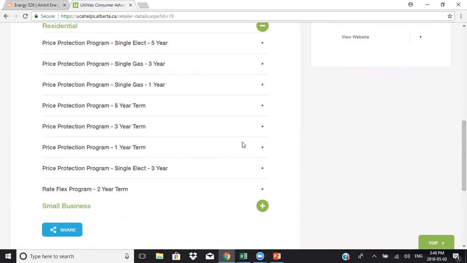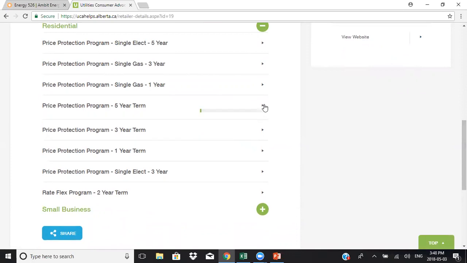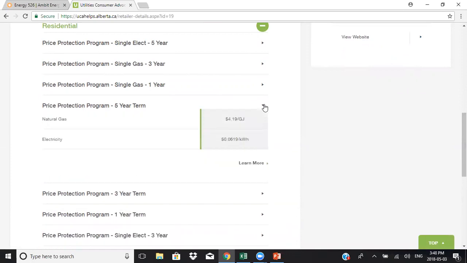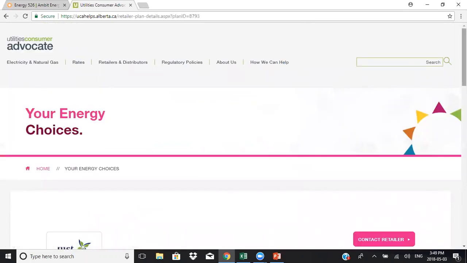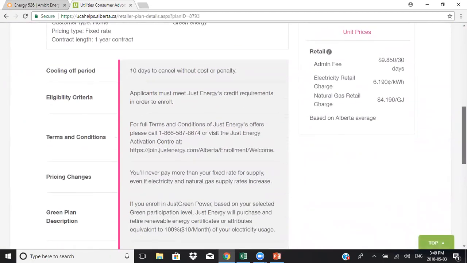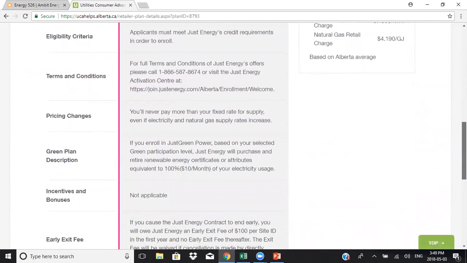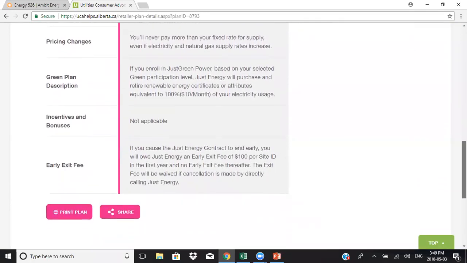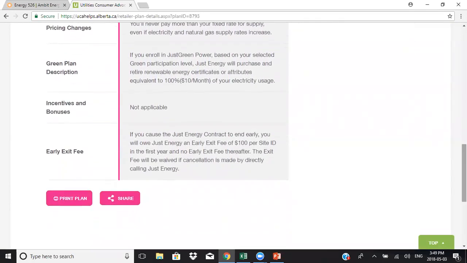So let's, for example, look at price protection plan 5-year term. This is a natural gas and electricity plan, $4.19 a gigajoule and $6.19 a kilowatt hour for electricity. So a little bit pricey, but it is a fixed rate. So after I click on the details of the plan, it's going to talk about eligibility, terms and conditions, all that kind of stuff. But what I'm really looking for here is early exit fee. You're going to see this on the bottom here.